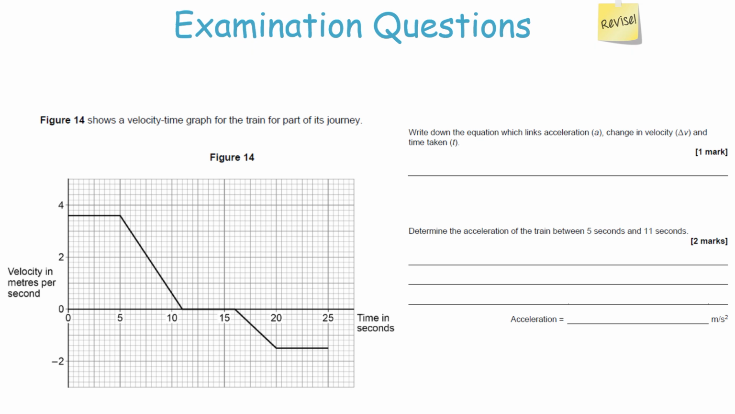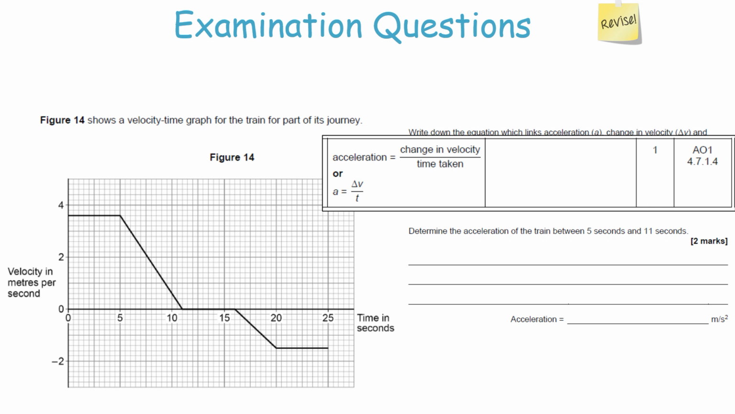Right, this first one you've just got to learn the equation, and that is acceleration is the change in velocity divided by time, or a is equal to delta v divided by time. Now what you've got to do is use the graph to work out values. Firstly, you know what the time taken is going to be. If it starts at 5 seconds and goes to 11 seconds, the time it takes to go between those 2 points is 6 seconds.